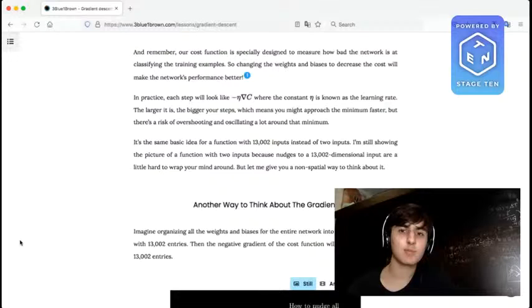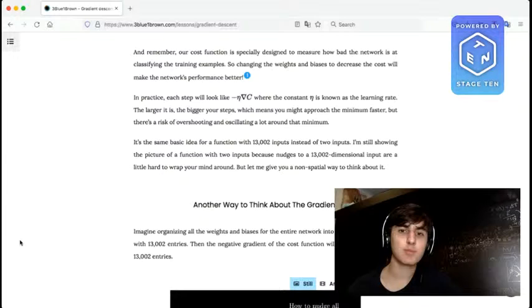Another way to think about the gradient. Imagine organizing all the weights and biases for the entire network into one big column vector with 13,002 entries. Then the negative gradient of the cost function will also be a vector with 13,002 entries. The vector on the left is a list of all weights and biases. The vector on the right is the negative gradient, which is just a list of all the little nudges you should make to the weights and biases in order to move downhill. The negative gradient is a vector direction in this insanely huge input space that tells you what nudges to those 13,002 numbers would cause the most rapid decrease to the cost function.